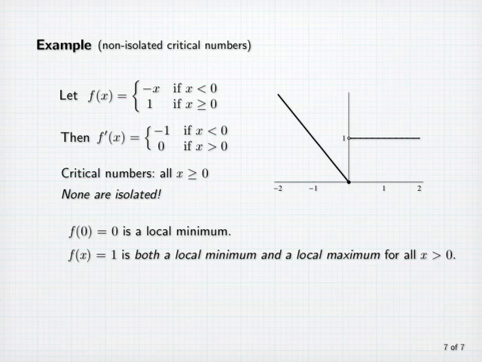In fact, anytime a function is locally constant, that constant value is both a local minimum and a local maximum.